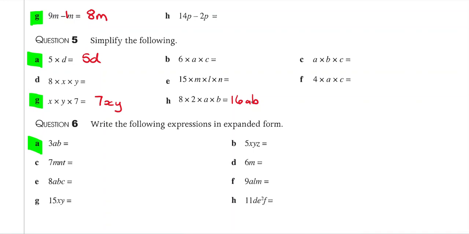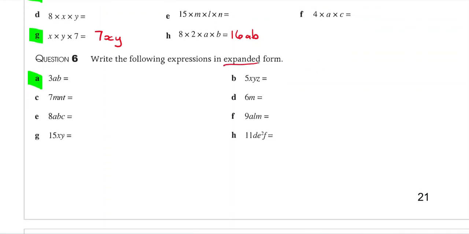Okay, question 6. We want to expand. You don't get these questions a lot because usually we like to simplify things. But expand means I want to put the multiplication signs back in. So 3ab, I will write down as 3 times a times b. That's how I expand it back out again. As I said, not very common, but there are a few of those in there.